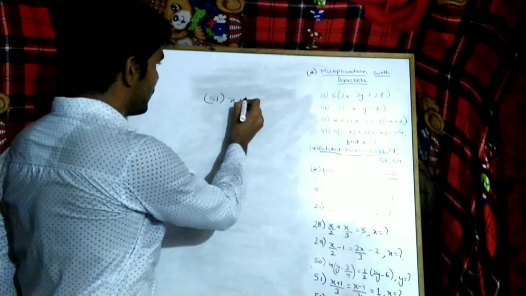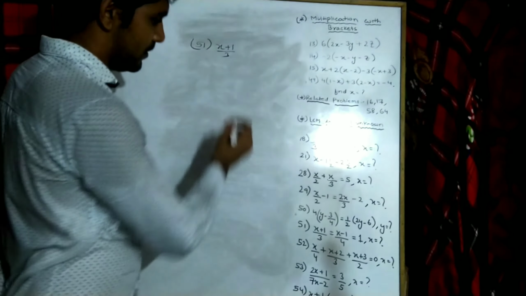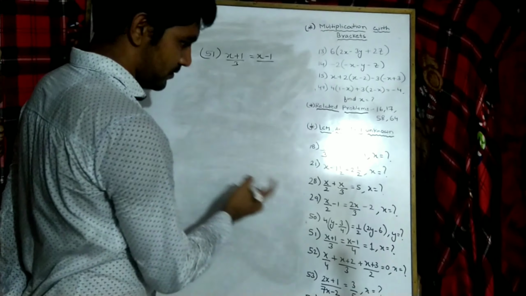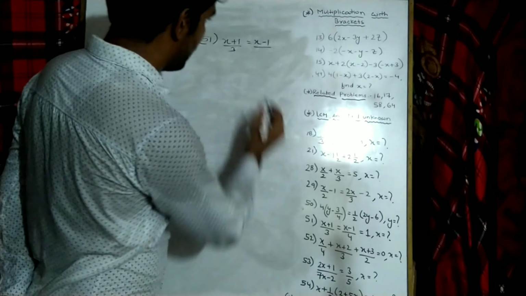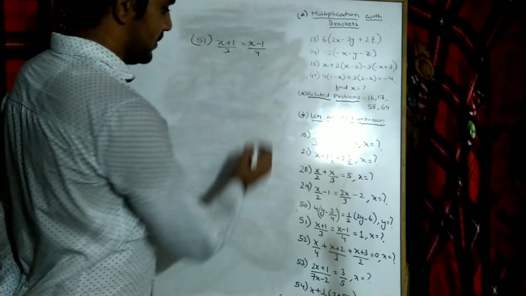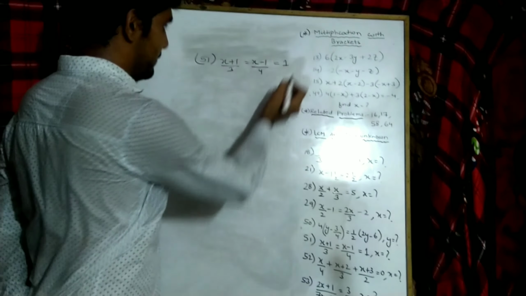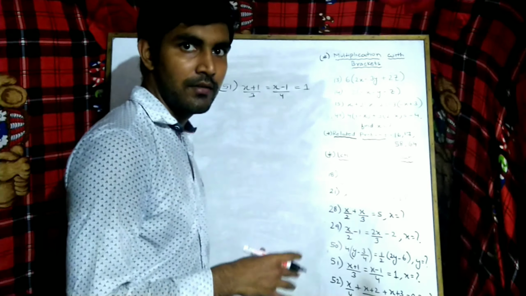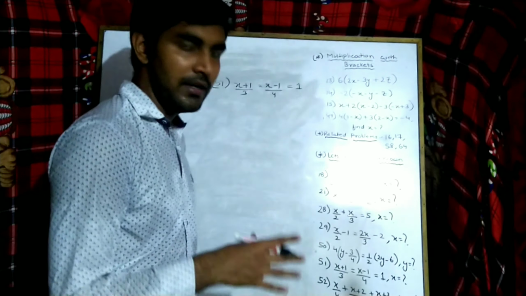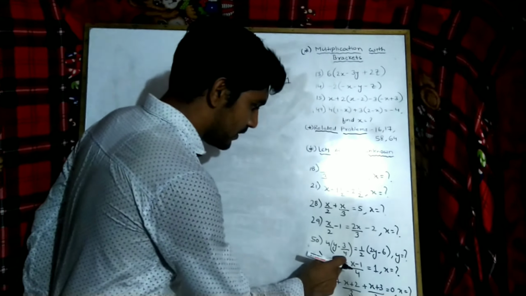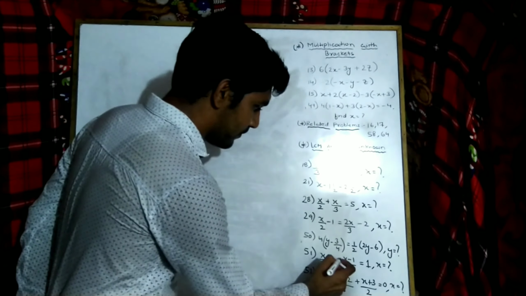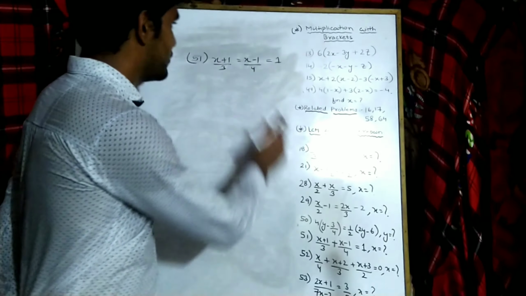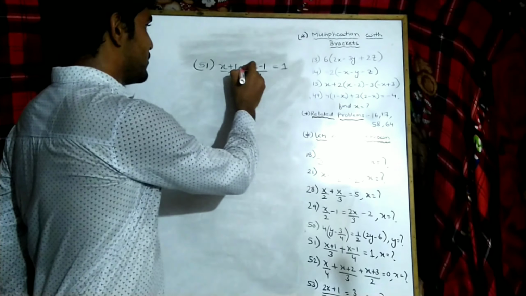1 by 3 is equal to x minus 1 by 4 is equal to 1. Actually, in your material also, it should be plus sign there, okay? Plus sign is there. You can also correct it. So it will be plus. This is a very important question.